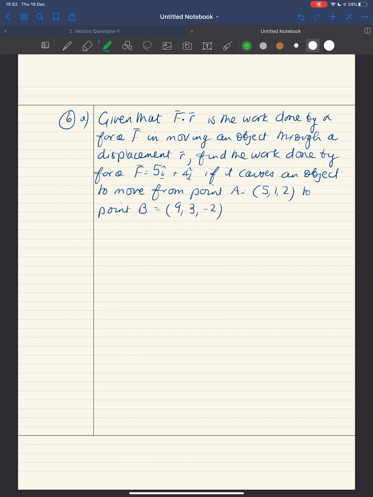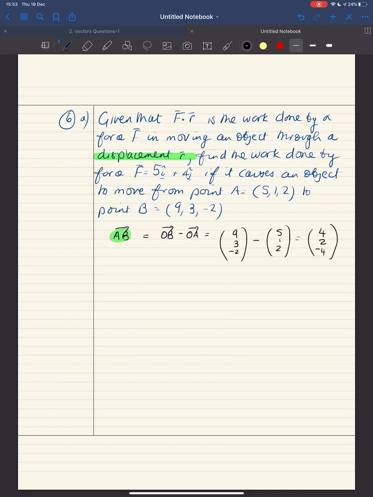Okay. So first of all, we need to go from A to B. That's the displacement. So this bit here where they say the displacement R, that's going to be this AB. So this is going to be OB minus OA. So it's (9, 3, -2) minus (5, 1, 2), which is (4, 2, -4).